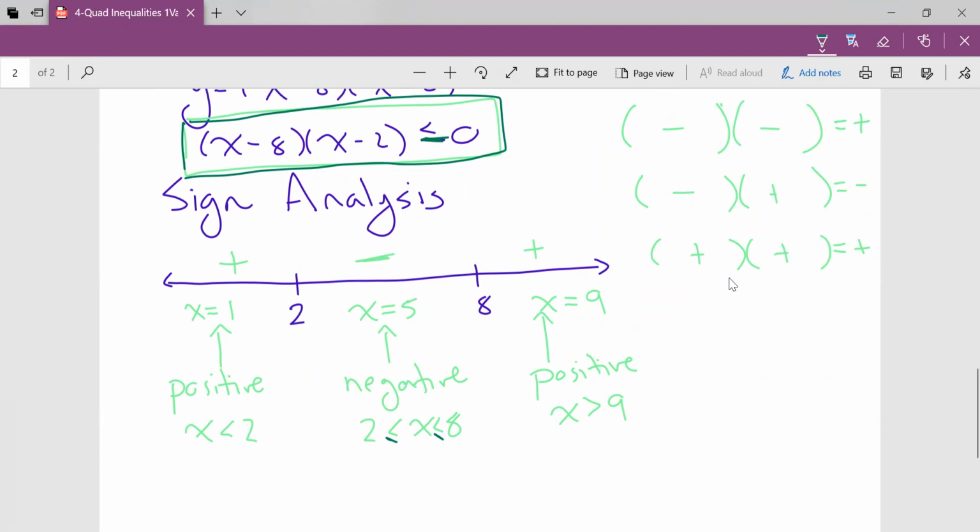You'll use this exact same skill in a year and a bit when you get to calculus, my friends. So if you know you're going to take calculus in a year and a bit, this is an important skill for you. Okay, see you later.